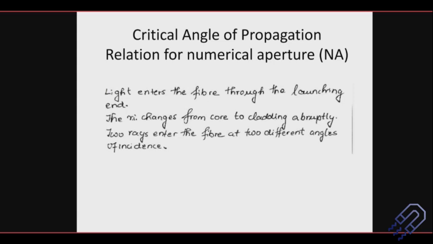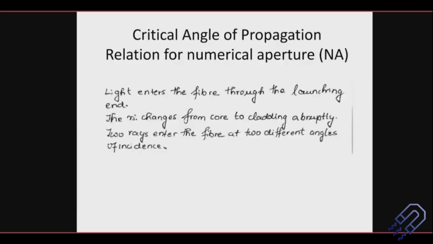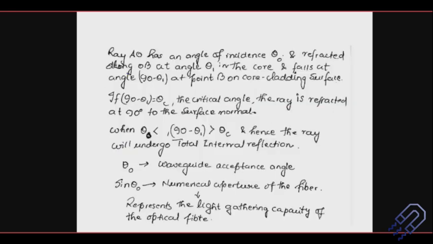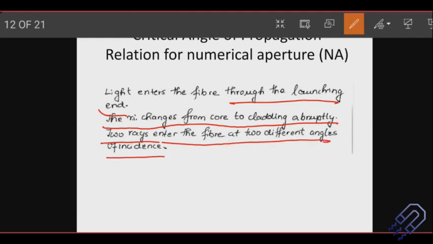So the light will enter from one end of the fiber, and this is basically called the launching end. The light is launched, and the refractive index changes from core to cladding. This is something you already know. The cladding will have lesser refractive index, the core will have more refractive index. But let's imagine that two rays enter the fiber at two different angles of incidence.